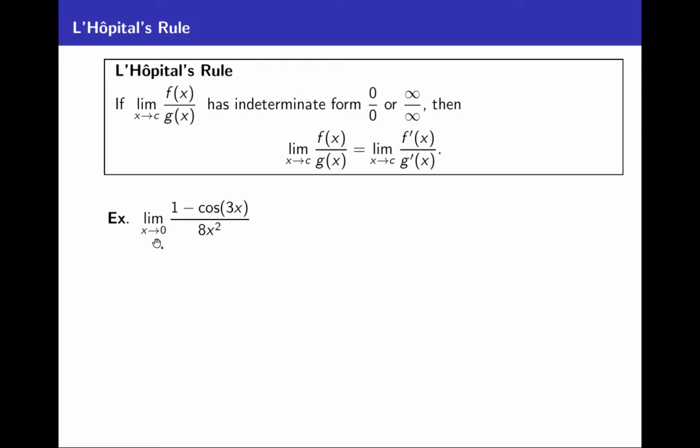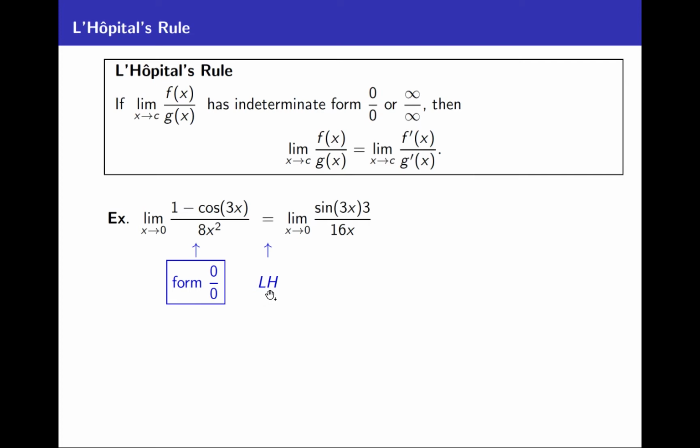The limit as x approaches 0 of 1 minus cosine 3x over 8x squared. X is approaching 0, so the denominator 8x squared is certainly approaching 0. And what about the numerator? It's approaching 1 minus cosine 3 times 0, or 1 minus cosine of 0, which is 1 minus 1. The numerator is also approaching 0. So this limit has form 0 divided by 0, so this is a limit that L'Hopital's Rule could apply to. So let's use L'Hopital's Rule here.